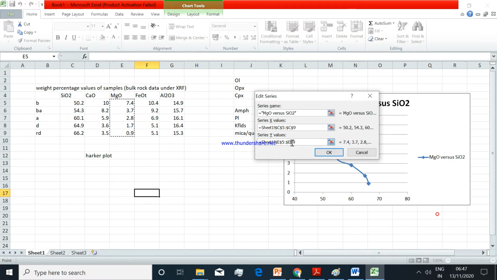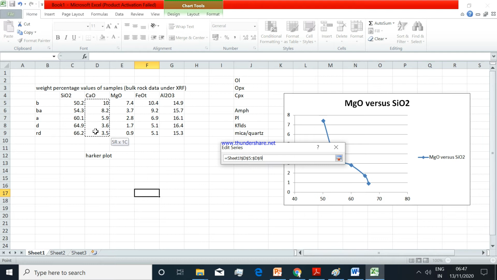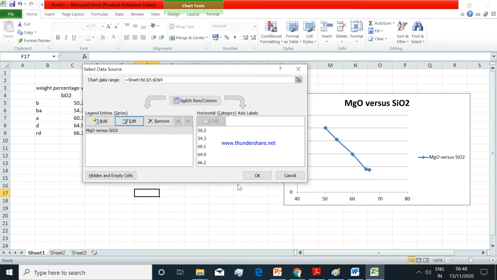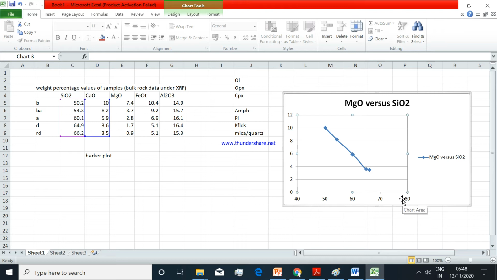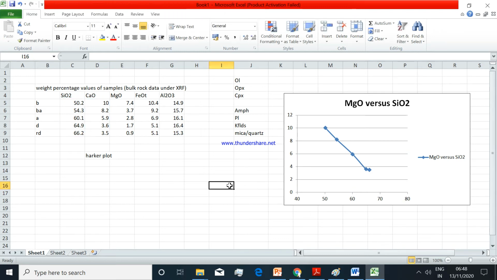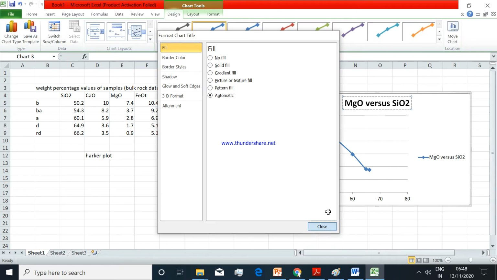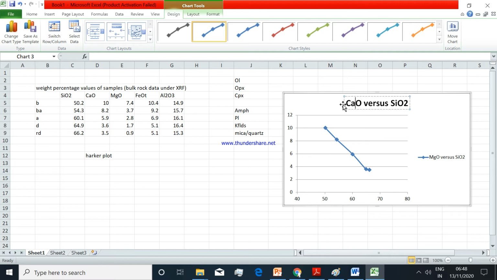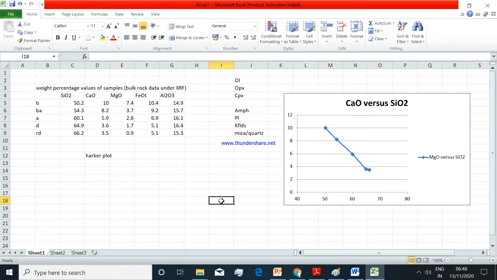And now with this x-axis, if I replace the y-axis with calcium oxide, I just have to replace it and the result will look like this. Obviously there is a change in the slope of different points with respect to different elements as the concentration changes. However, the trend shows that with increasing silica, the magnesium oxide or calcium oxide content in the rock is diminishing.